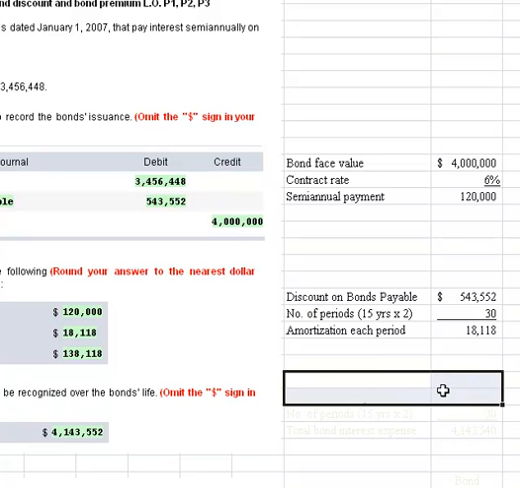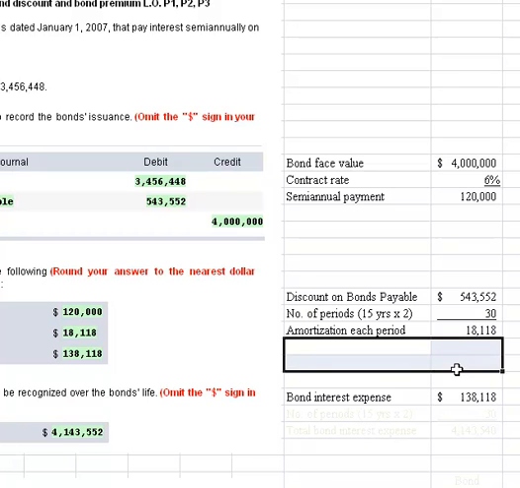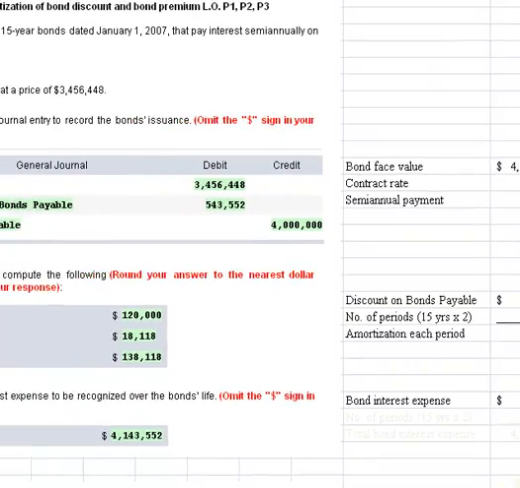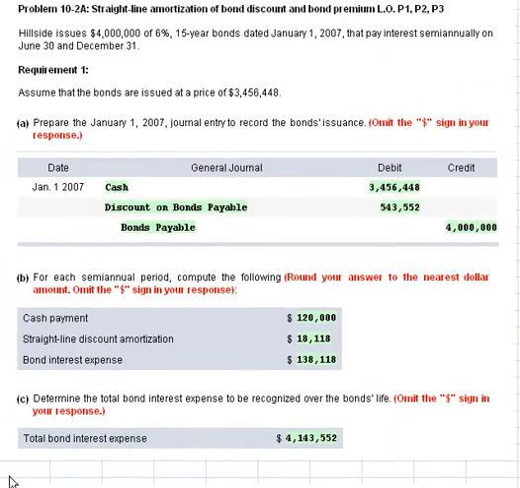So let's bring some things to light and see what we can come up with. The bond interest expense is $138,118. Well, how did we come up with that? Here's how. Let me slide this back again. I think I'm going to need to explain this a little bit. Now we've slid back. The cash payment was $120,000, which we calculated earlier.